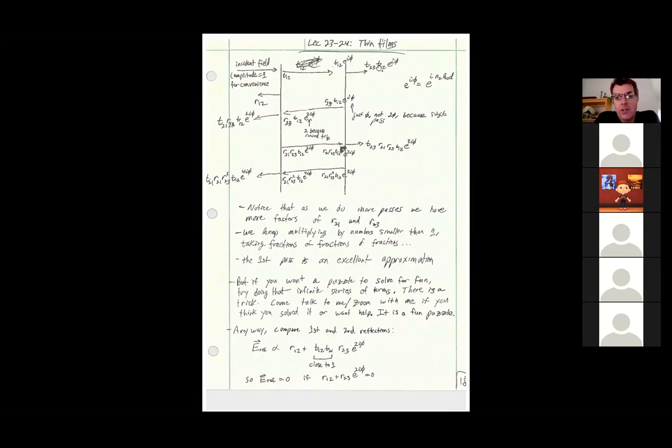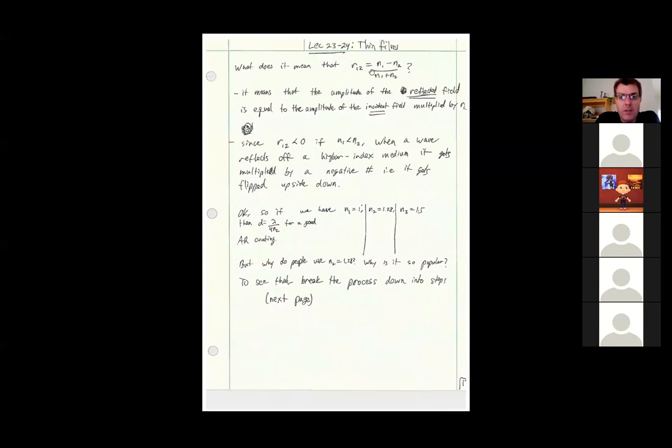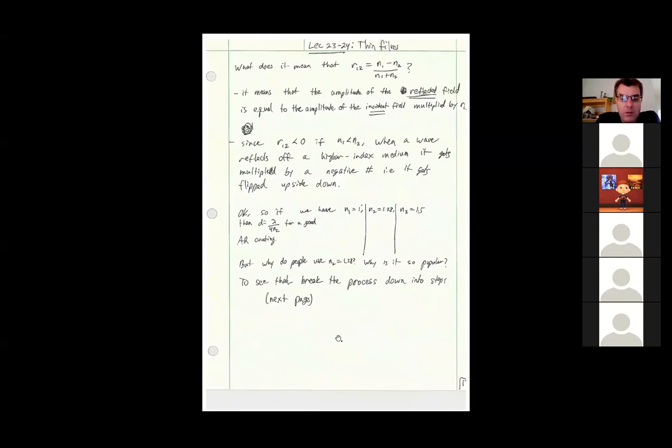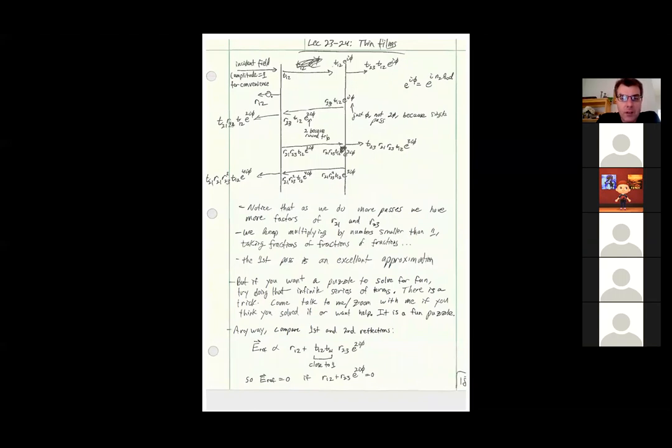Some of that stuff gets transmitted over here with transmission coefficient T23, and you're thinking, wait, we had formulas with 1 and 2. Well, just take your formulas for T12 and R12, and to go to 23, replace index 1 with index 2 and index 2 with index 3. Meanwhile, some of it reflected here with amplitude R12.